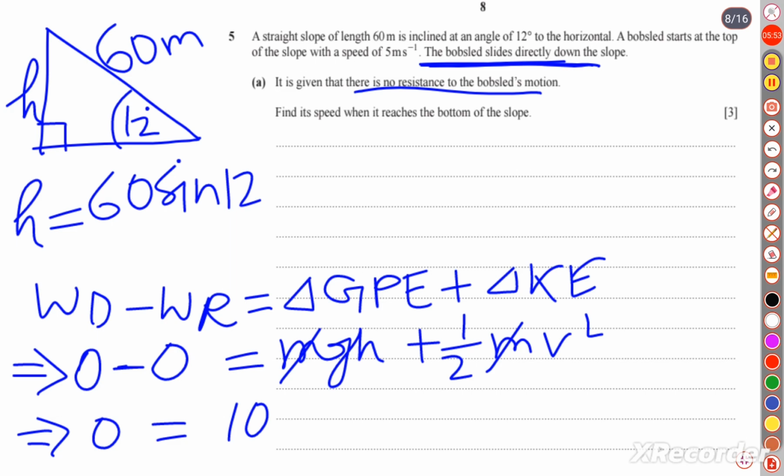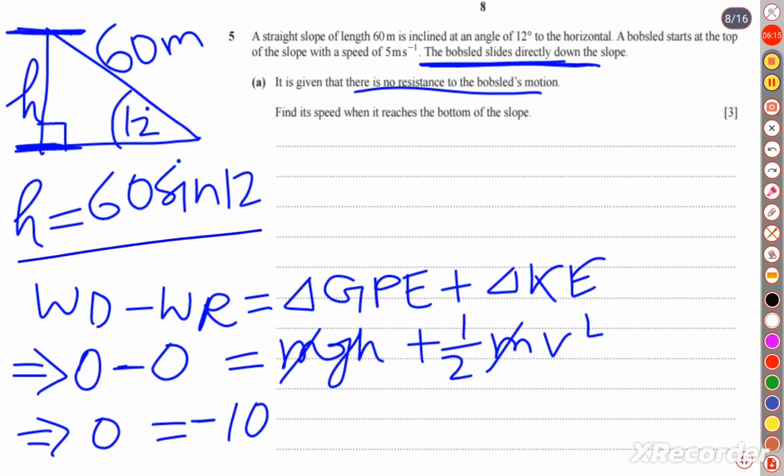So initial height, suppose this is the initial height, so this will be the final height. So initial height is more. Look, initial height is more, but we usually subtract initial height from final height. As final height is 0, the initial height term will be negative. That's why we are going to use a negative symbol, negative 10.